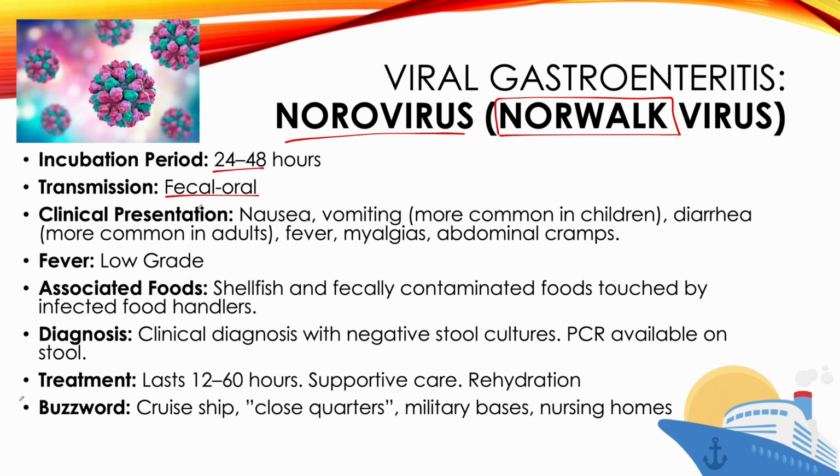Clinical presentation, patients usually have nausea, vomiting, diarrhea, fever, myalgias, abdominal cramping. It's the typical viral gastroenteritis that you see, and tends to happen in close quarters. It is one of the leading causes of foodborne illness in the United States, mostly from food handlers that don't wash their hands, and they handle leafy green vegetables, fruits, and things like that.